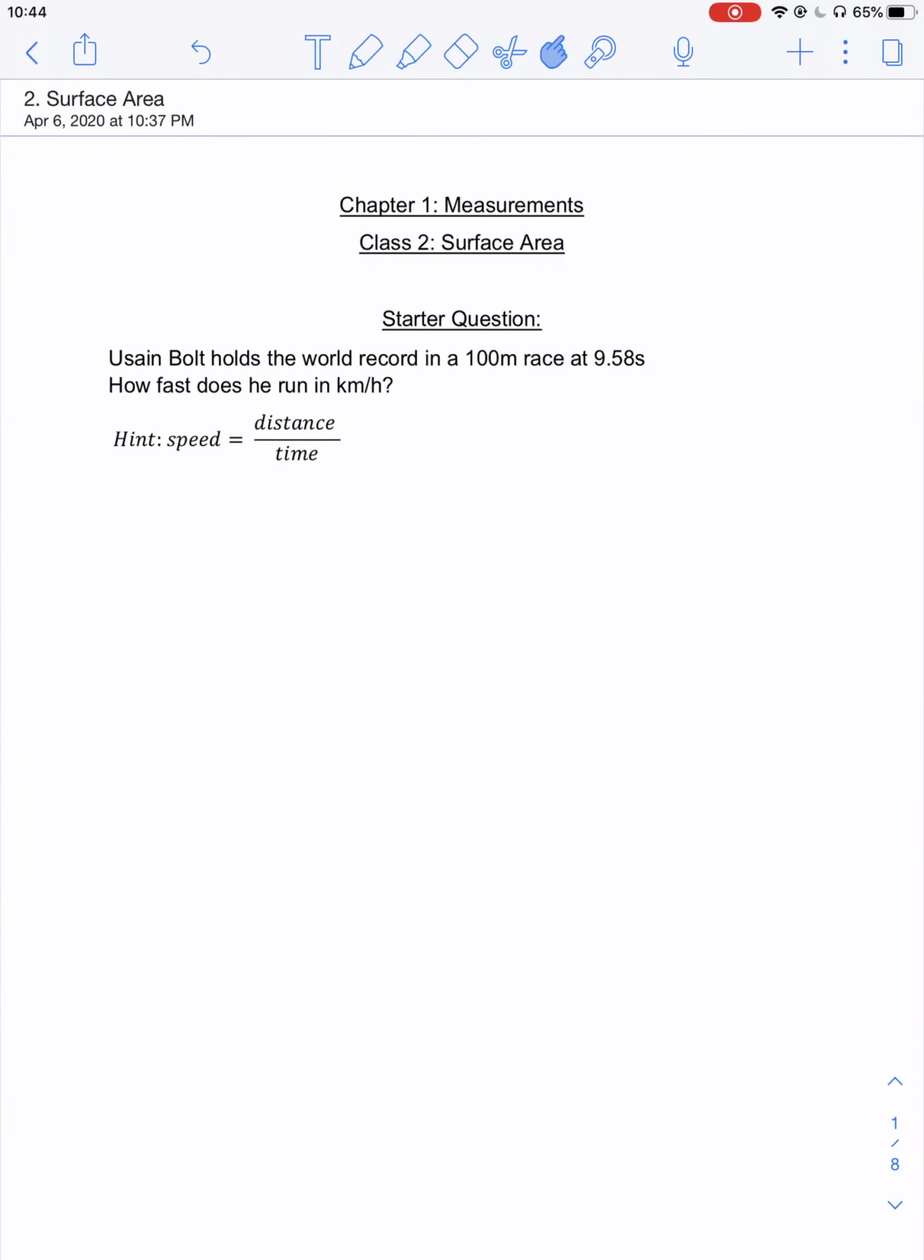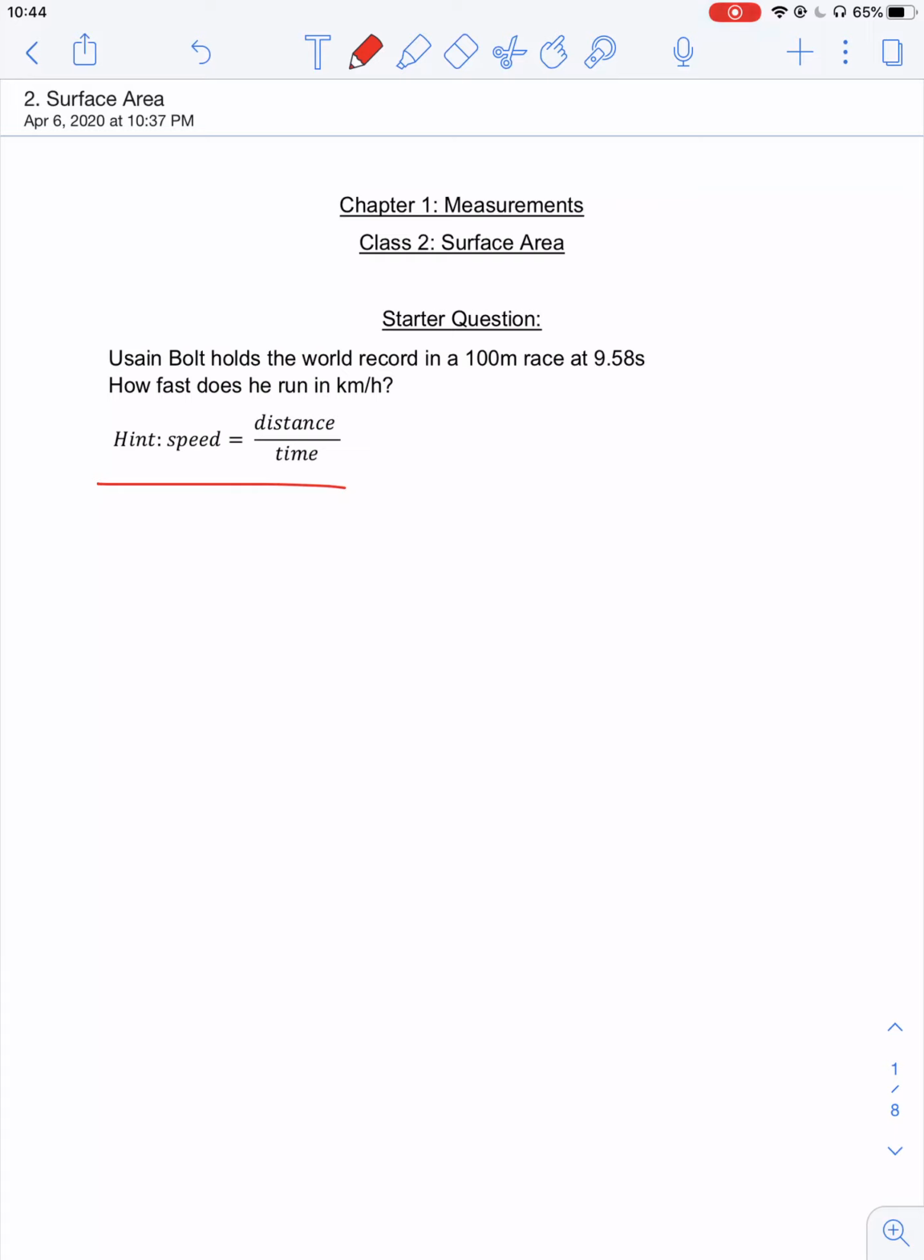Okay, guys, so I'm going to ask you to pause the video and try doing this interesting starter question. Again, this has to do with unit analysis. I've given you a hint, right? There's this formula that tells you how to calculate speed. So please pause the video and try doing this question on your own, and then you can compare answers later on.